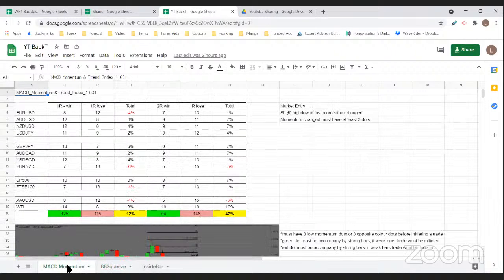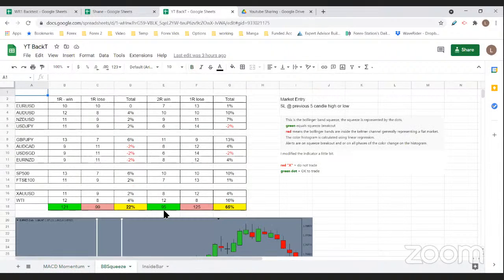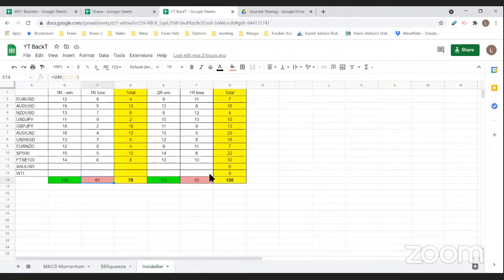Yeah, and in fact, if you look at what I shared in the past, the MACD momentum, the BB squeeze, this one had about 250 results, or 240. 12% wins, 42% wins, BB squeeze 22% wins, 65% wins, and then inside bar suddenly it shoots up to 78% winners, and then 130% winners, which to me, out of 200 trades, I got 130% wins. I thought that's like, wow.